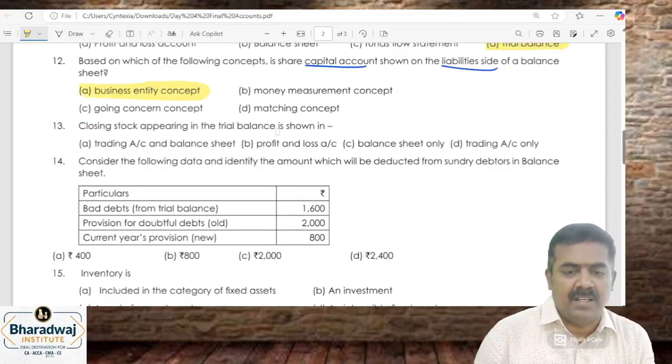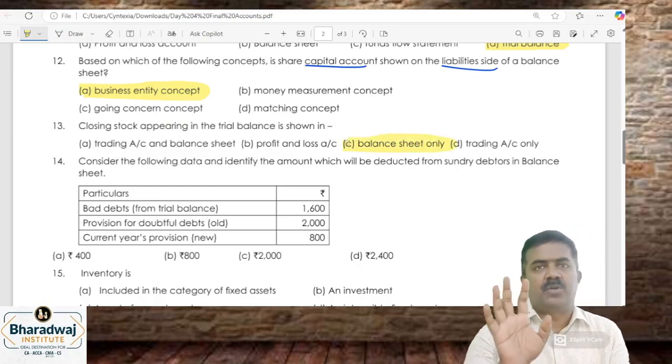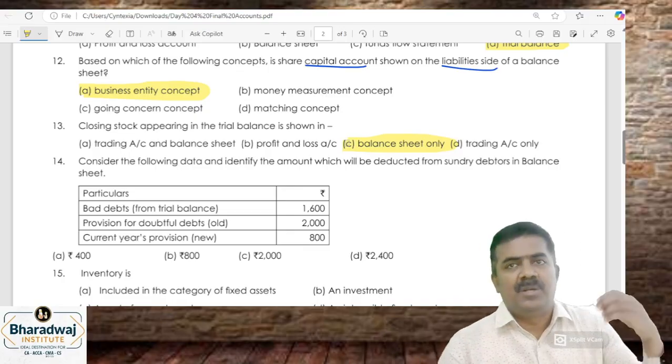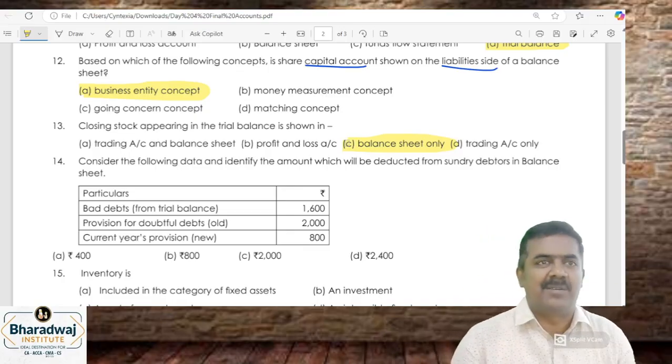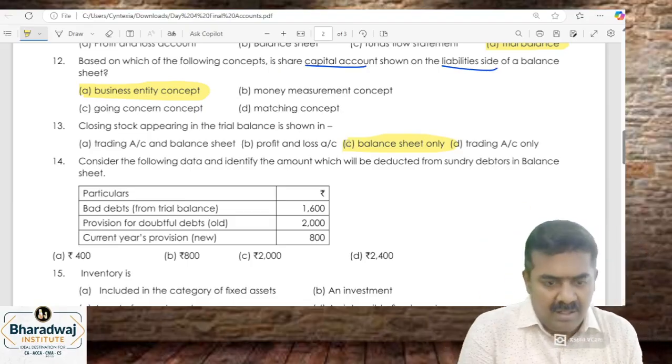Closing stock appearing in the trial balance. If closing stock is given as an adjustment, it is shown in the trading account and the balance sheet. If it is given in the trial balance, it will be directly taken to the balance sheet. If closing stock is given as an adjustment, you will record it in the trading account as well as in what? Balance sheet. If it is already given in the trial balance, it will go to the balance sheet.